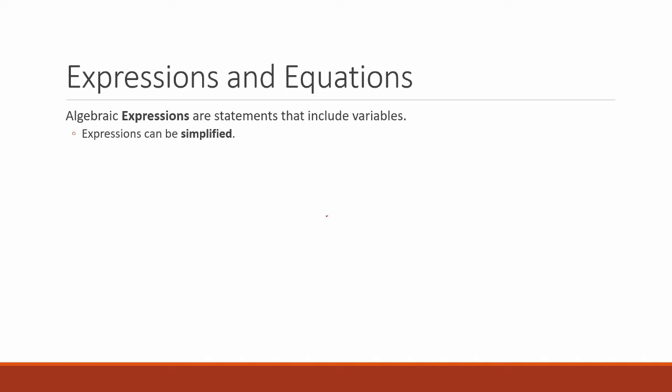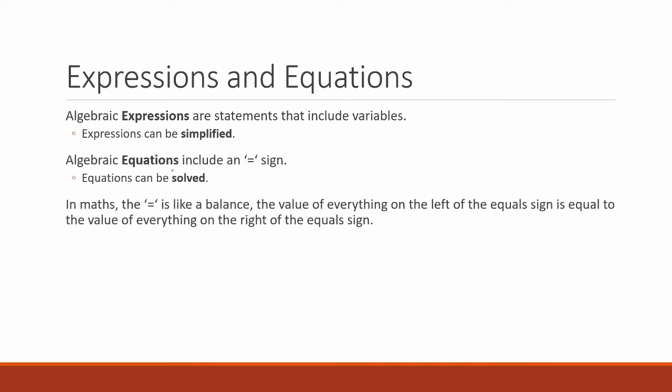Now sometimes you'll hear the word algebraic expression, and algebraic expressions are simply statements that include variables, and expressions can often be simplified. Equations have an equal sign, and equations can usually be solved. And the key thing to remember is that the equal sign does not say the answer is. It is actually saying one side is the same as, or has the same equivalent value as, the other. It's like a balance. Everything on the left of the equal sign has the same value as everything on the right of the equal sign.